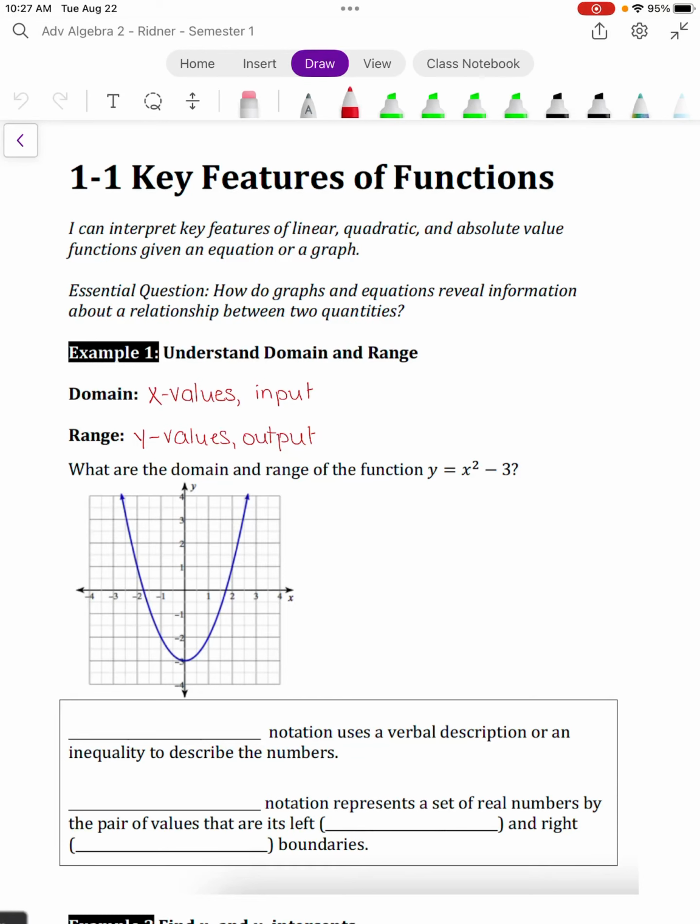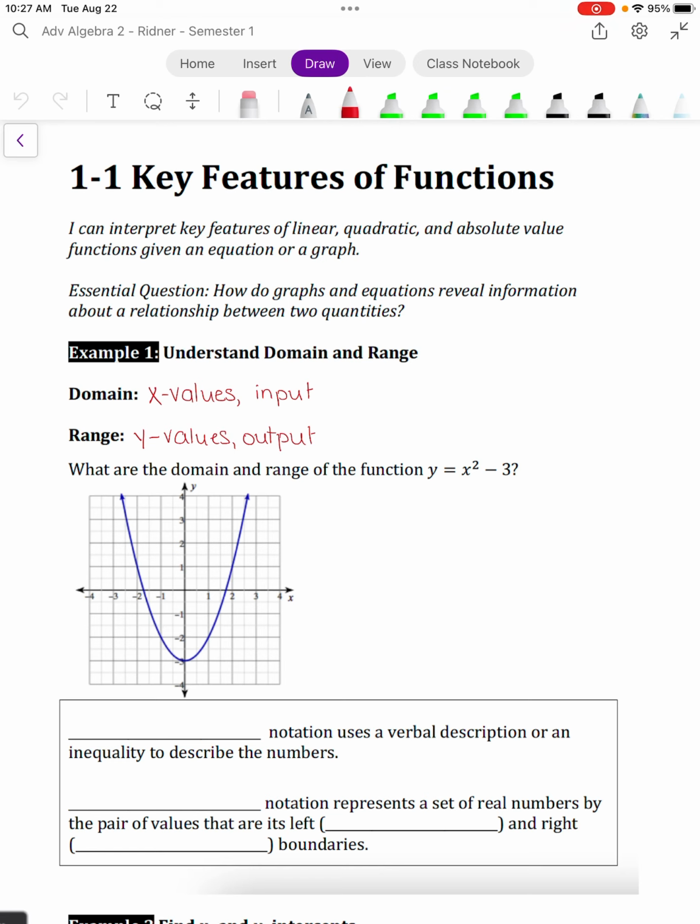All right, welcome to 1-1. We're going to start out talking about domain and range. So first thing you need to write is what is domain and what is range. So that's your X values, which are also known as your input, and your Y values, which is known as your output.